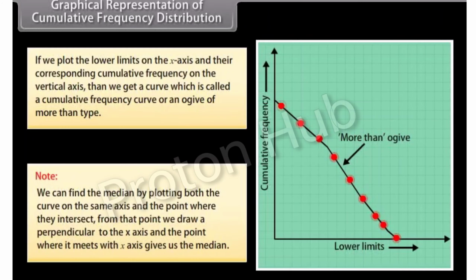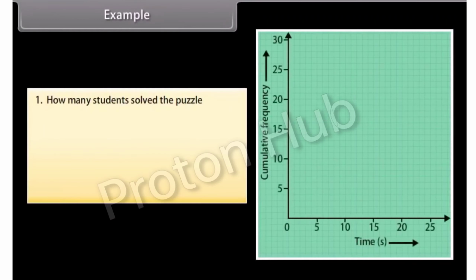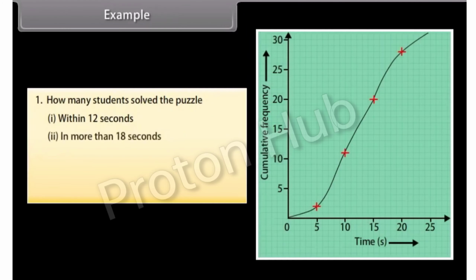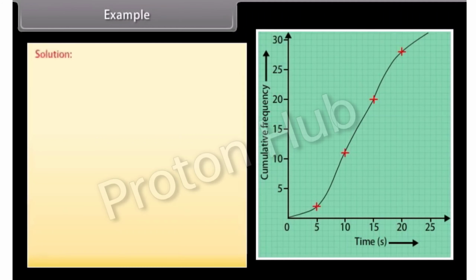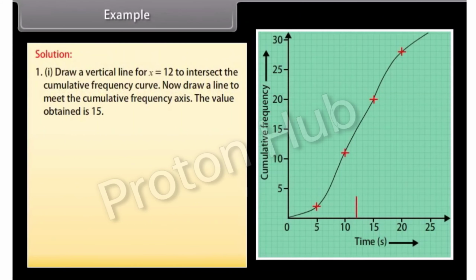Example: find the median of the given data. Find 1. How many students solved the puzzle within 12 seconds, and in more than 18 seconds. 2. The time by which 28 students had solved the puzzle. Solution. 1. Draw a vertical line for x as 12 to intersect the cumulative frequency curve. Now draw a line to meet the cumulative frequency axis. The value obtained is 15. 15 students solved the puzzle within 12 seconds.